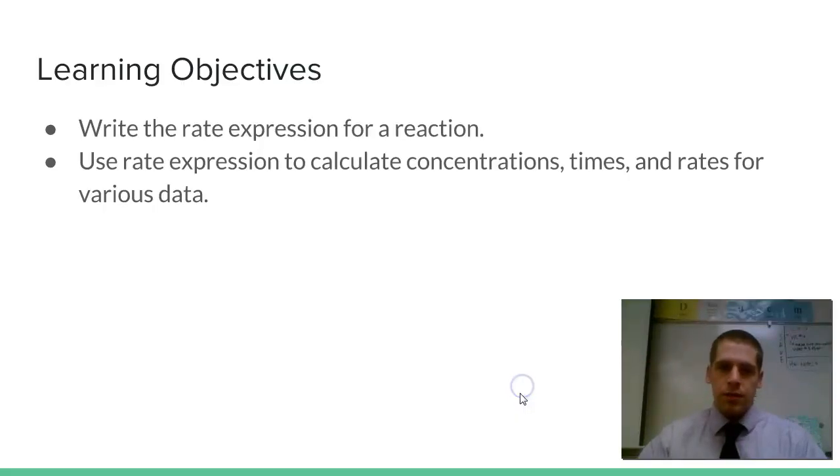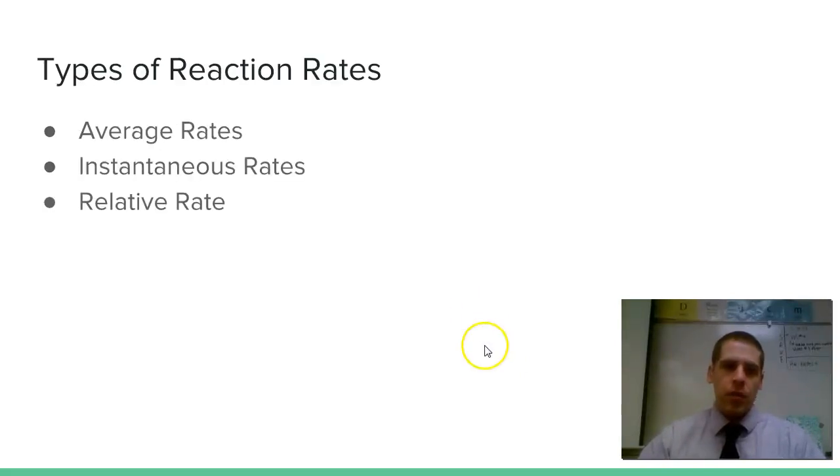Let's talk about rate laws. We're going to start on writing the rate expression for a reaction, and then we can talk about how we can use that to calculate concentrations, times, rates, and other stuff regarding the kinetics of a reaction. All right, there's three different types. Average. We can also do instantaneous, which is a little more tricky, and then relative rates as well.